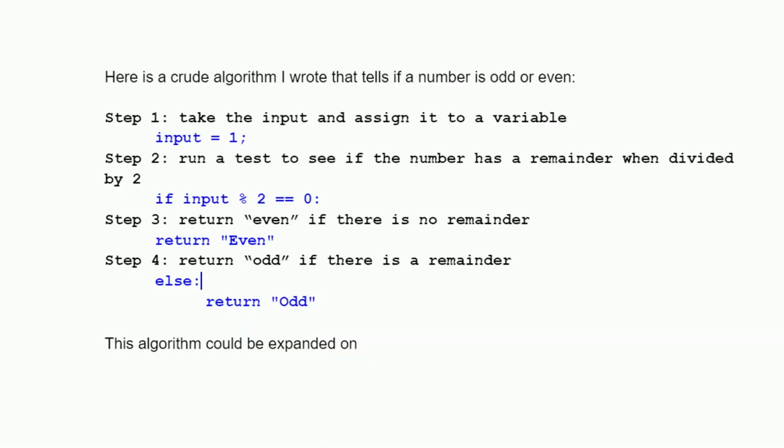Here's a crude algorithm I wrote that tells if a number is odd or even. This is a very crude algorithm. It's not necessary to have the blue text that I put in between the steps, but it shows me what I need to write. If I took the blue text and physically put it into the code, it wouldn't run. It's missing a lot of syntax. But the general idea is there, and that's what you want your algorithm to show.